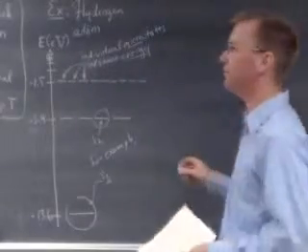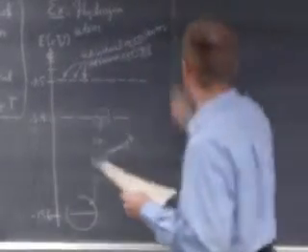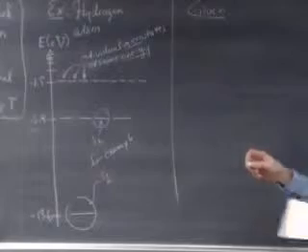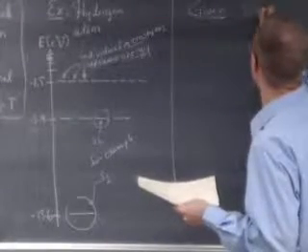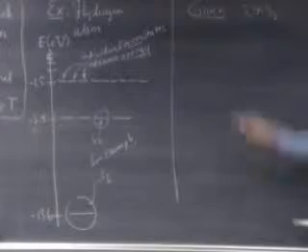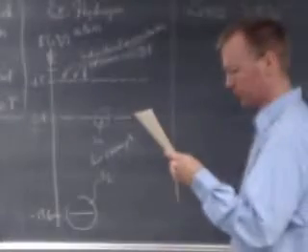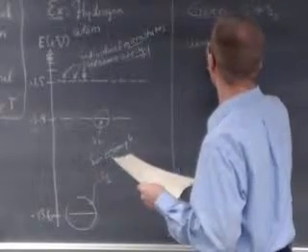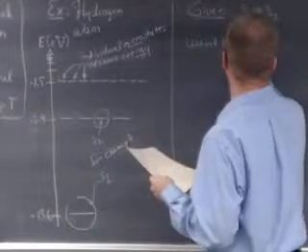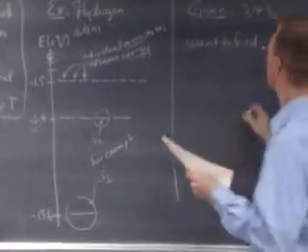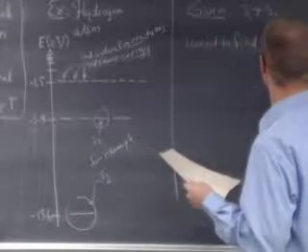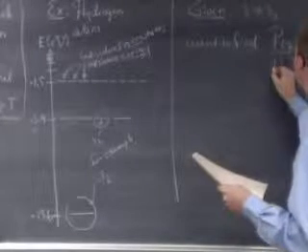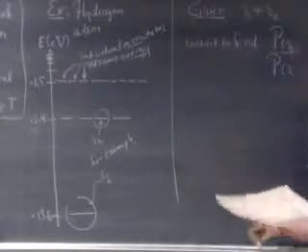So, our task is, given any two microstates, S1 and S2, pick any two microstates, we want to find an equation for the probability of being in one microstate versus the probability of being in another.